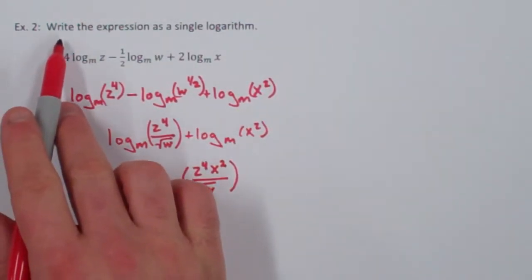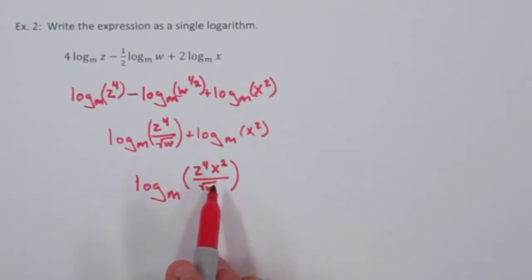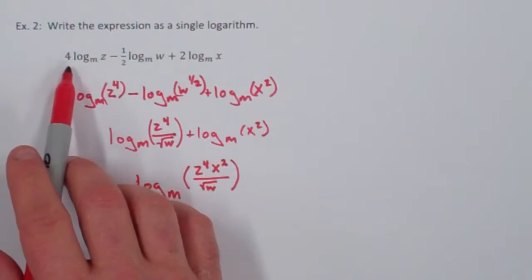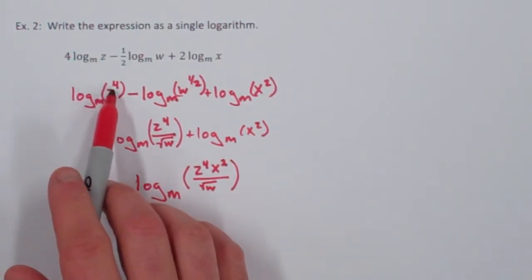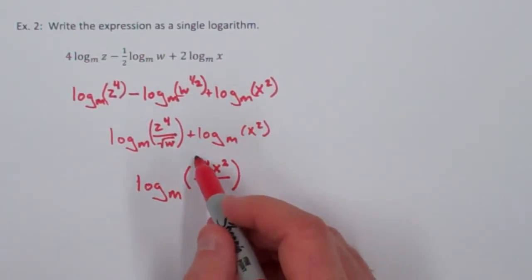So we followed our directions. We're asked to write the expression as a single logarithm. Just as a recap, take those values that are outside of the logarithms. As long as you're multiplying them, you can move them up, and then you can go ahead and use some of your other rules at that stage of the game.